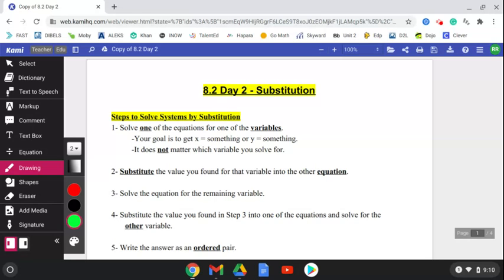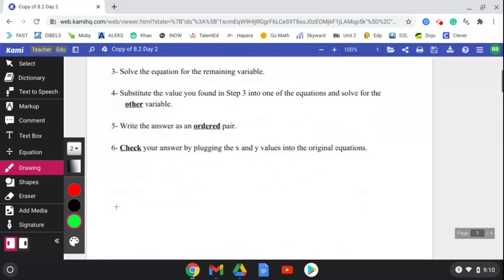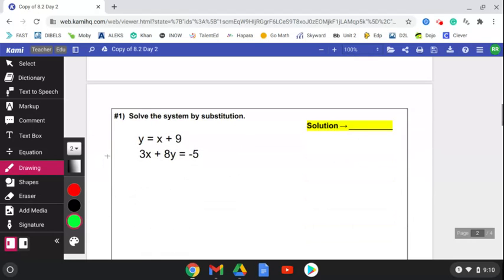Okay, I'm here in 8.2, day 2, substitution assignment. We're going to solve this system by substitution. Let's label the top equation equation 1 and the bottom equation equation 2.